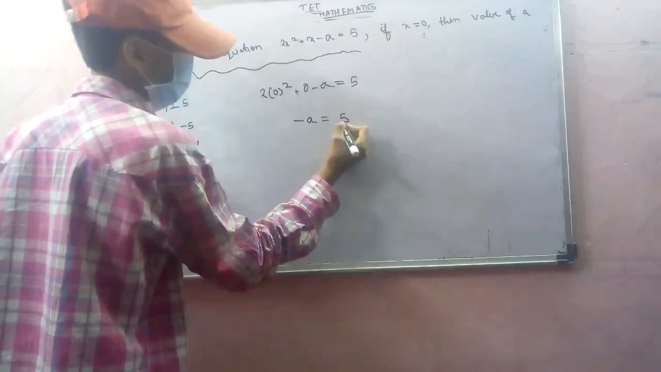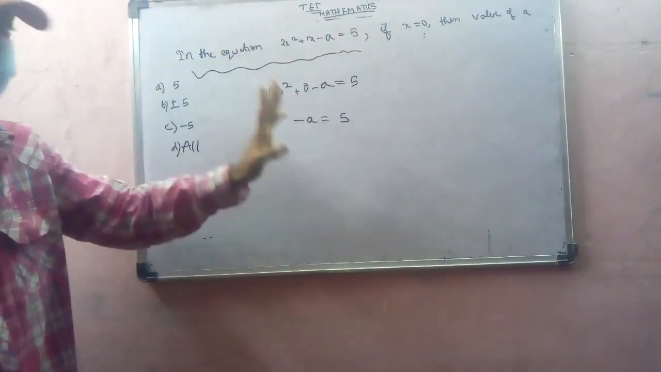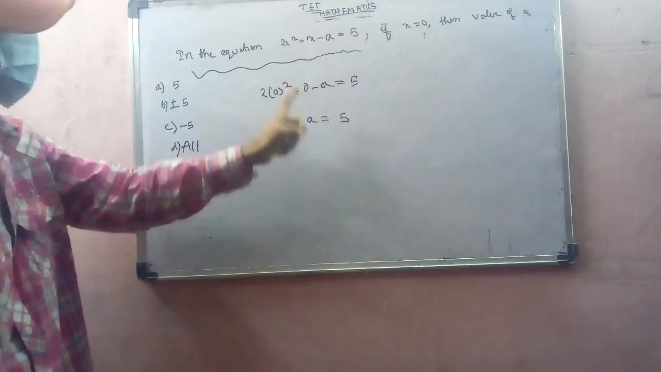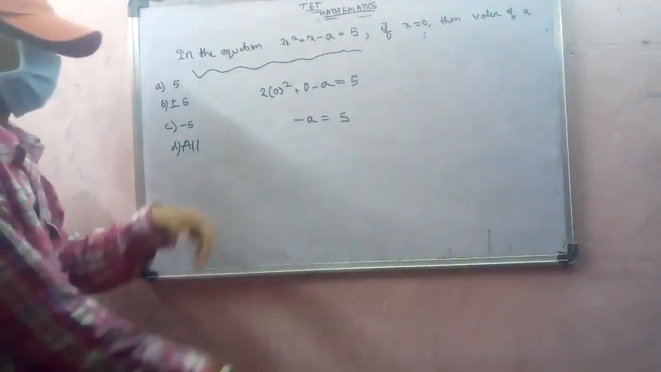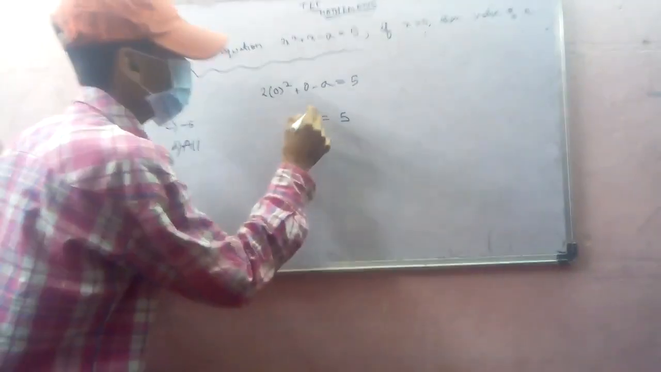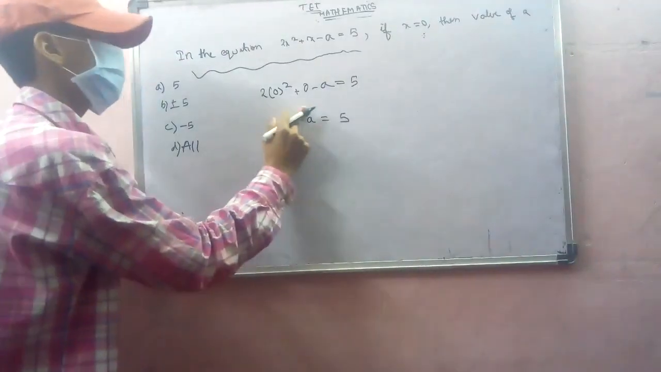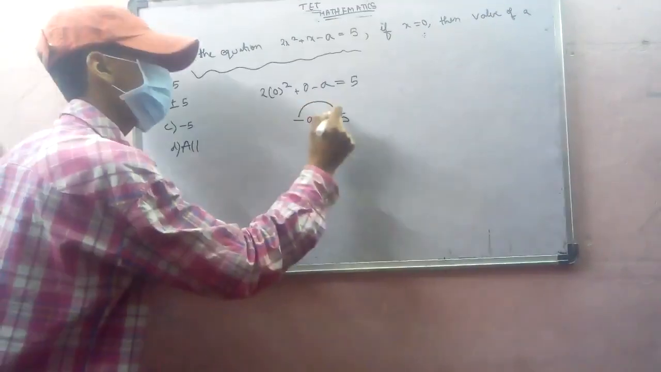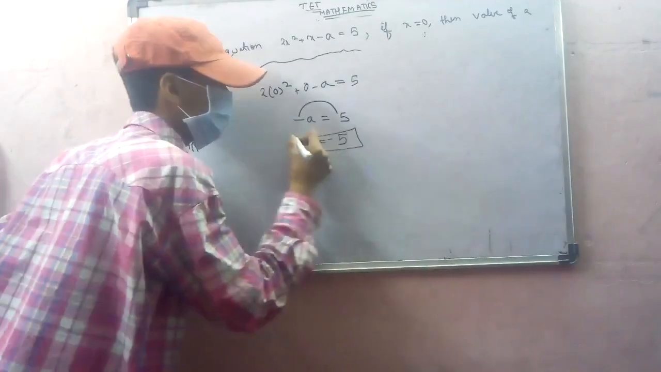Now see here how you get minus a. 2 into 0, 2 0 square first, 0. 2 into 0, 0. 0 plus 0, 0. 0 minus a equal to 5. Now all will tell minus a equal to 5. But it is minus a, not a. Then how you can tell it is a equal to 5? So this sign should transpose here. You will get a equal to minus 5 is the correct answer.